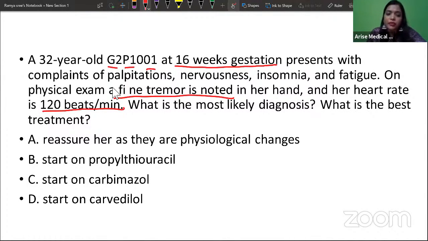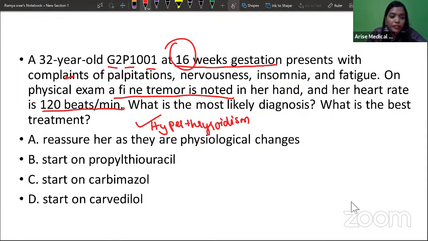So what is your diagnosis, guys? This is tremors, heart rate increasing, palpitation, nervousness, insomnia. All this is suggestive of hyperthyroidism. It's not physiological, it is hyperthyroidism. So hyperthyroidism at 16 weeks, what is the best management which you can give?